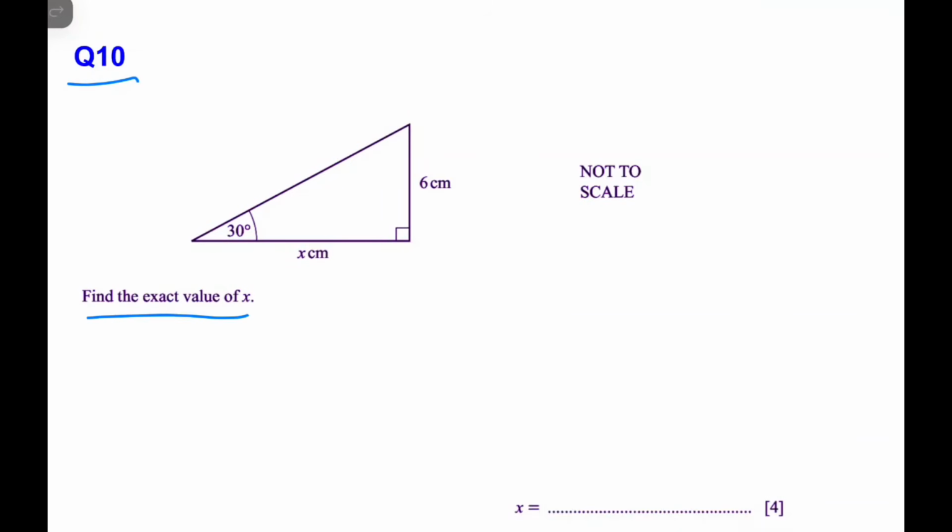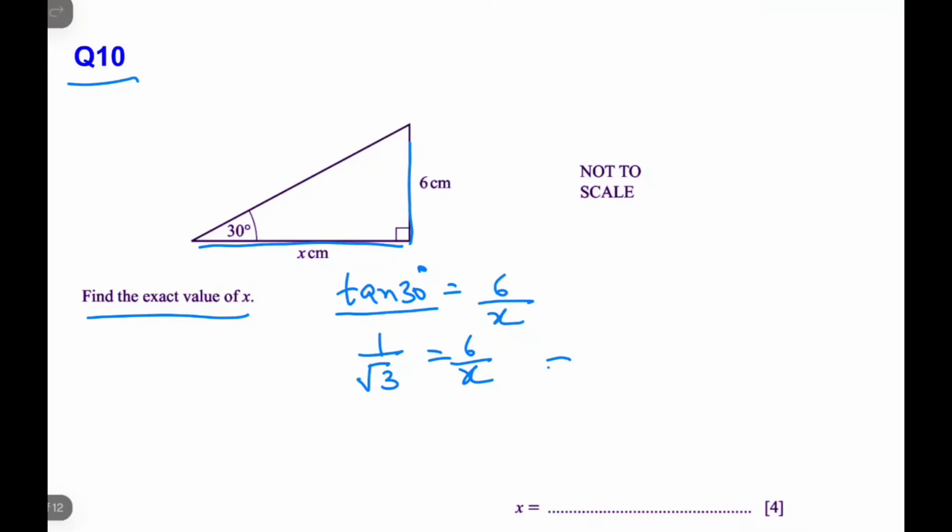Question number 10, we have to find the exact value of x. Now this angle is given 30 degree. So we can use tan 30 degree is equal to perpendicular upon base, 6 upon x. Now you must know the value of tan 30 degree, which is equal to 1 upon under root 3 is equal to 6 upon x. That implies x will be equal to 6 root 3. So our x value will be 6 root 3.